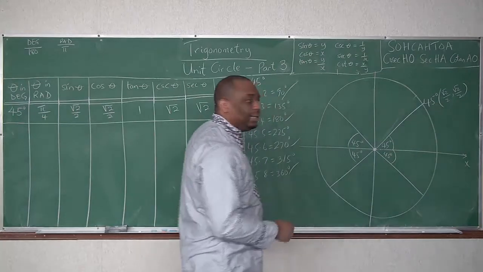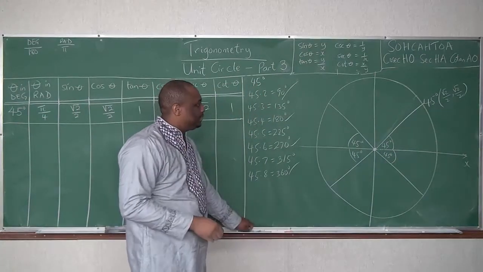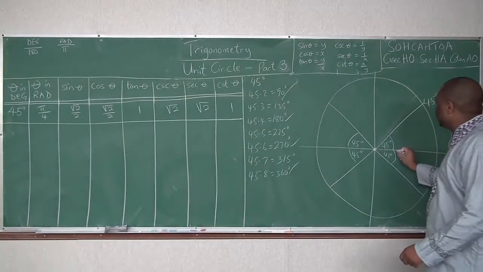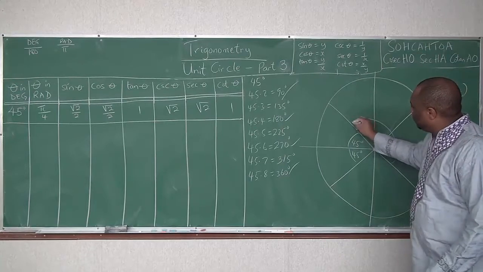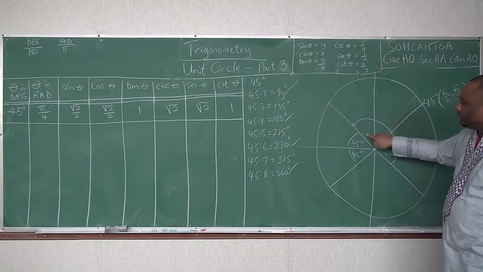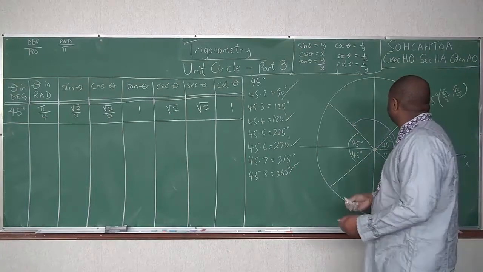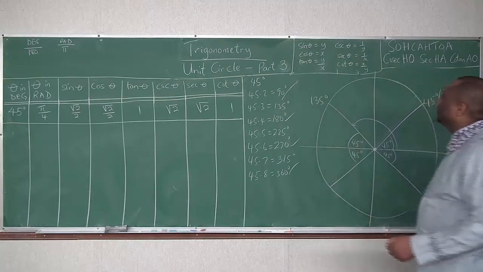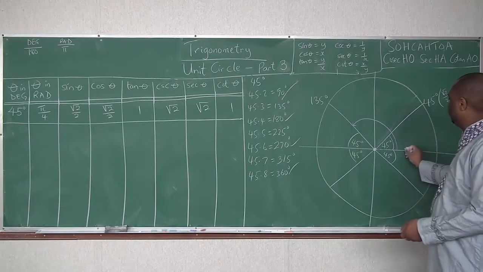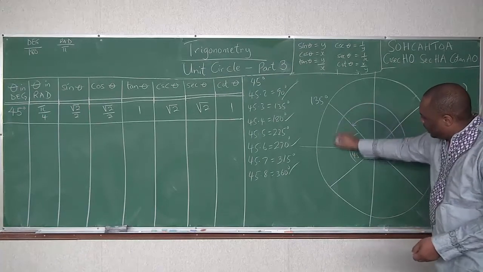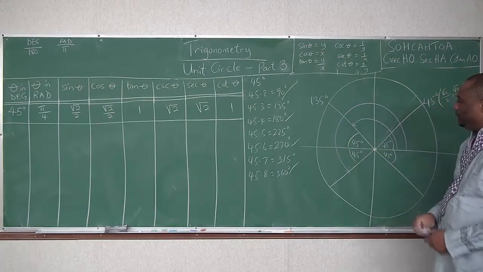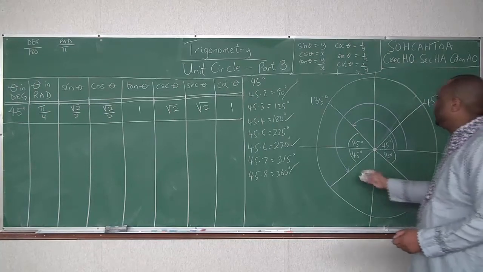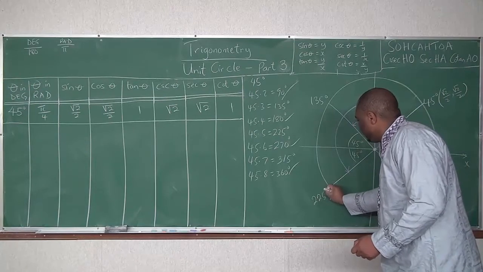All right, let's go ahead and find the reference angles. We have the 45 degrees here. The next reference angle is going to be this. So this is 90 plus 45. That's 135 degrees. Then the next reference angle will be from here to here. That is 180 plus 45. 180 plus 45 is what? 225 degrees.